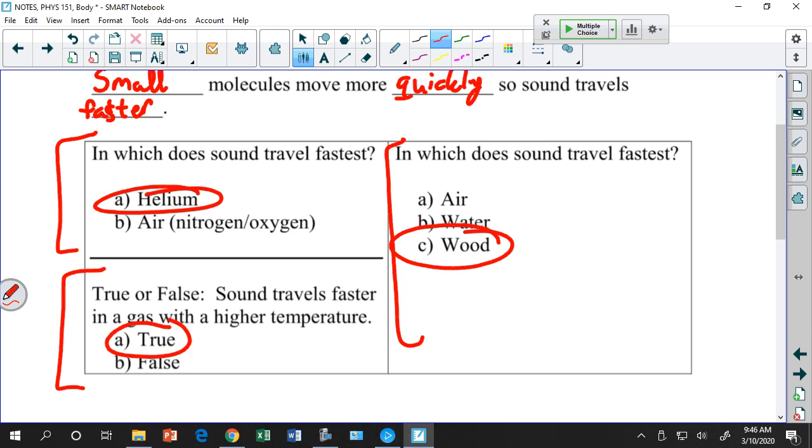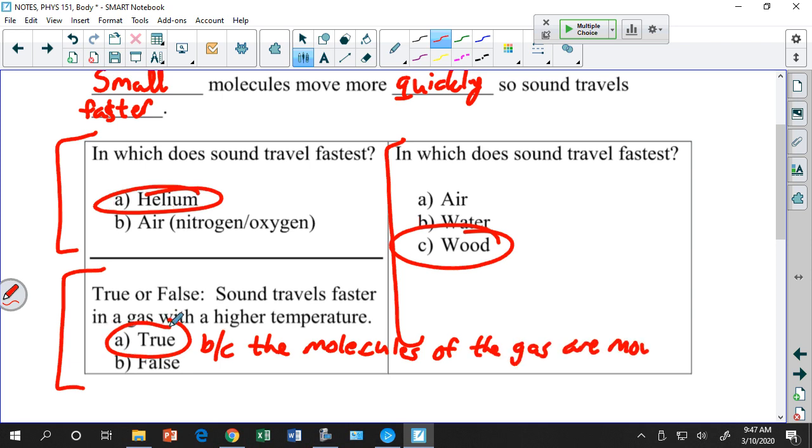That's true because the molecules of the gas are moving faster in a higher temperature gas.